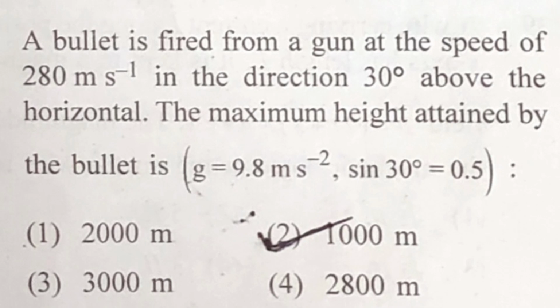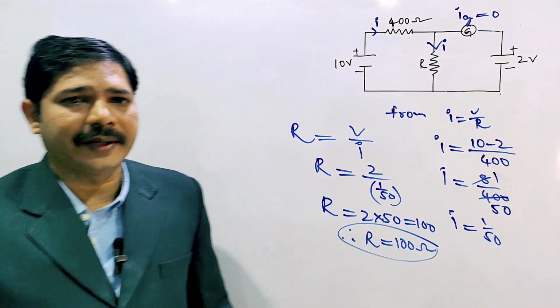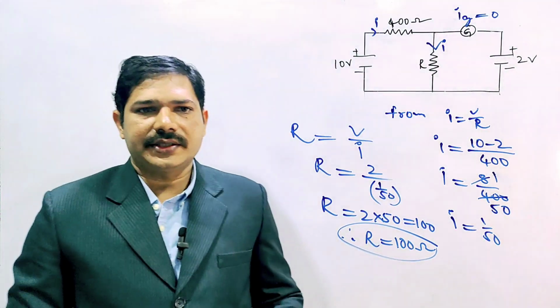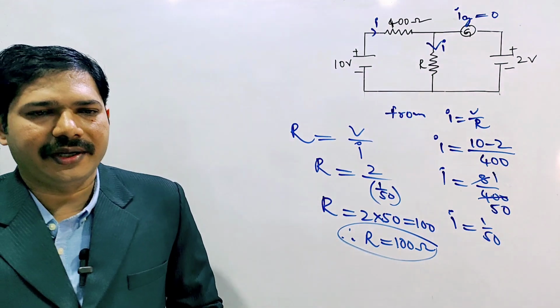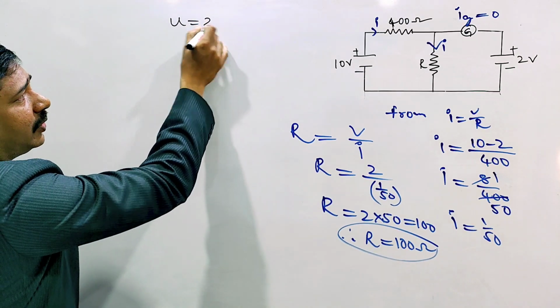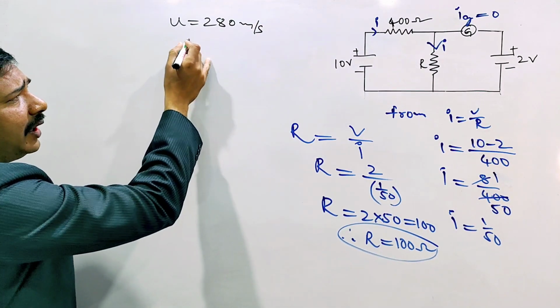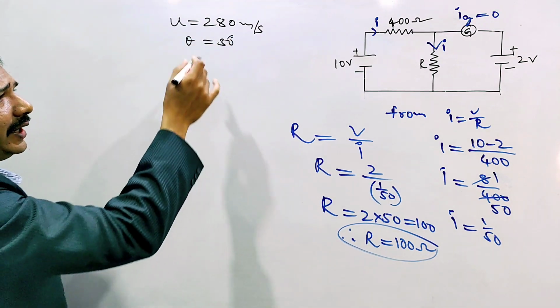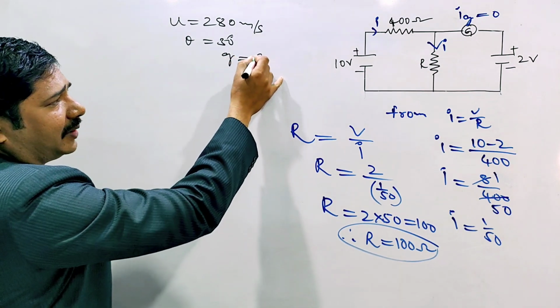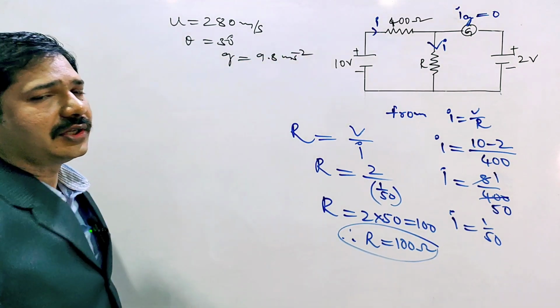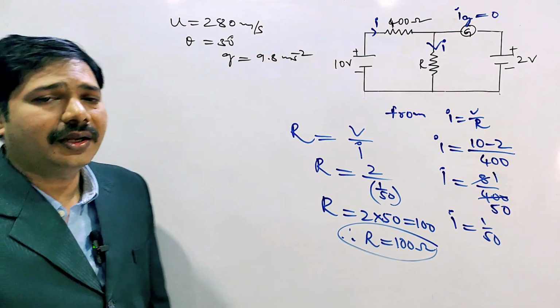A bullet is fired from a gun at the speed of 280 meter per second in the direction of 30 degrees above the horizontal. The maximum height attained by the bullet is, and in the bracket g value is given as 9.8 meter per second square and sin 30 degrees value is also given as 0.4. The initial velocity is given, u equal to 280 meter per second, theta is 30 degrees, and small g is 9.8 meter per second square. They are asking the maximum height attained by the bullet.